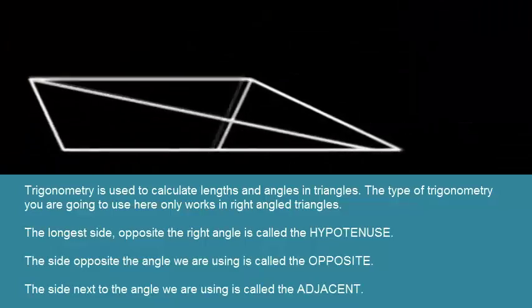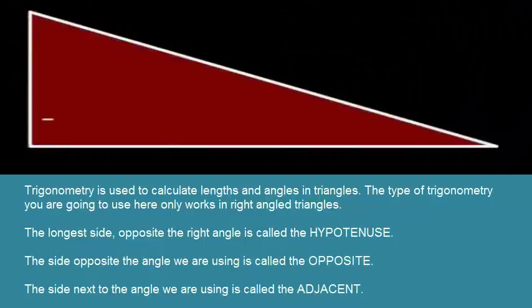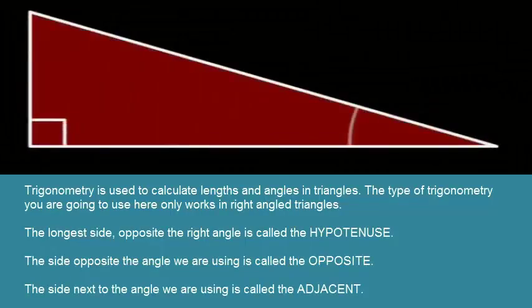Trigonometry is used to calculate lengths and angles in triangles. The type of trigonometry you are going to use here only works in right-angled triangles. The longest side opposite the right angle is called the hypotenuse. The side opposite the angle we are using is called the opposite. The side next to the angle we are using is called the adjacent.